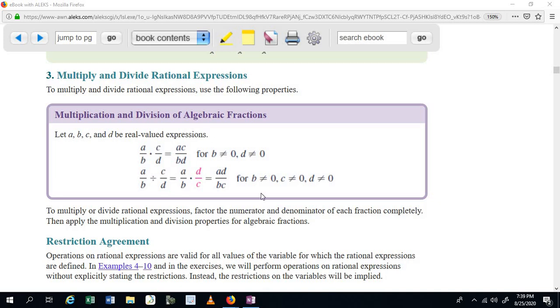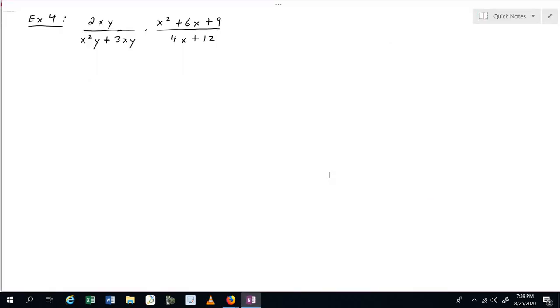Hello again. In this video, I'm going to go over the third objective from section R6, which is about multiplying and dividing rational expressions. Okay, so let's look at multiplying rational expressions first. So you can see in this example, I've got a rational expression times another rational expression.